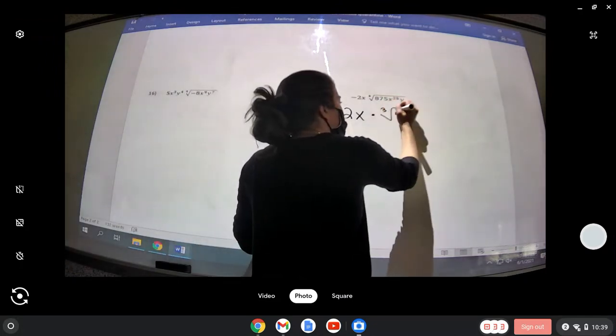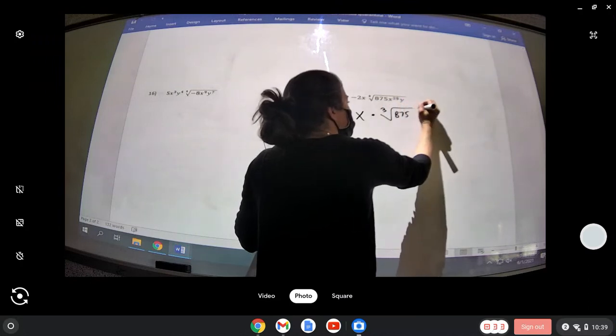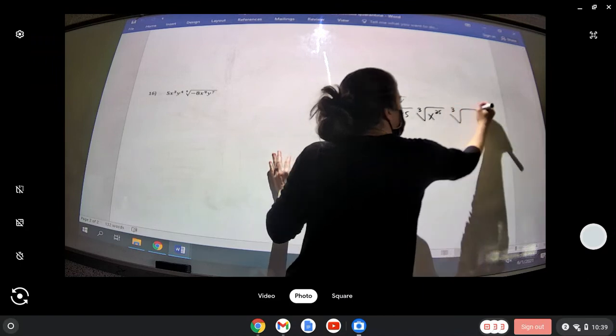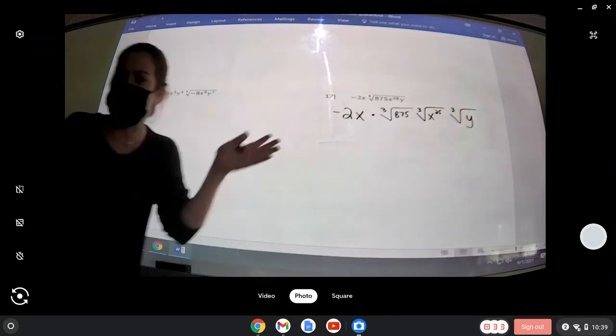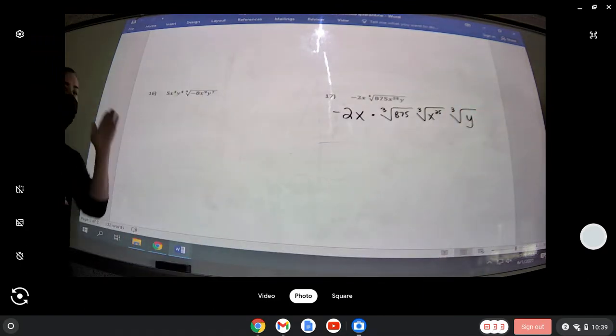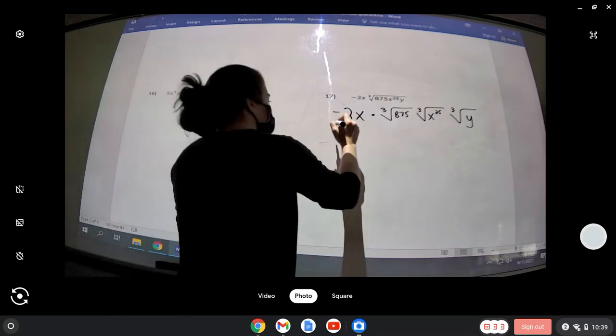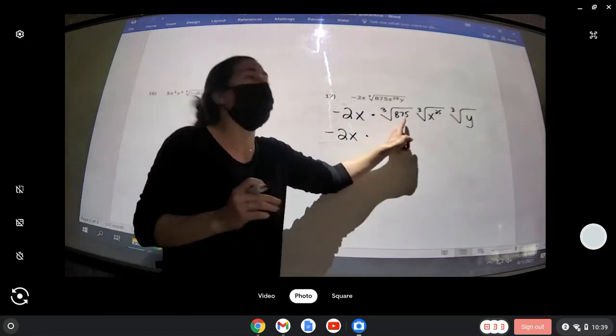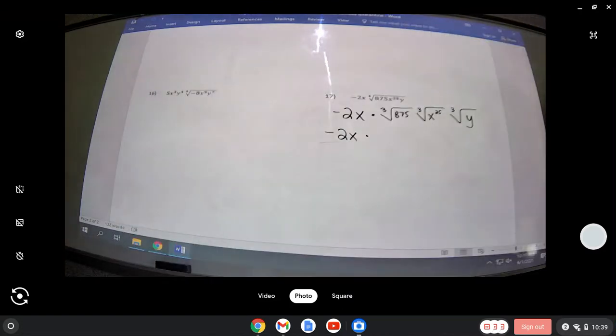Let's make it the third root of 875 times the third root of x to the 25th times the third root of just y. Just break them up just like we did the square roots. Let's deal with them one at a time. So negative 2x comes down times, let's deal with the third root of 875.